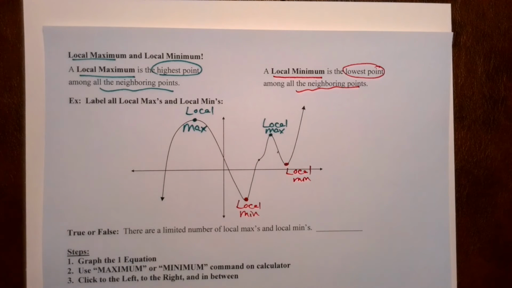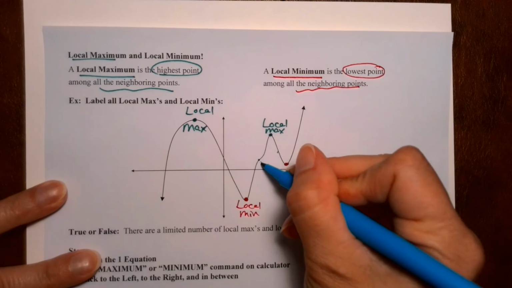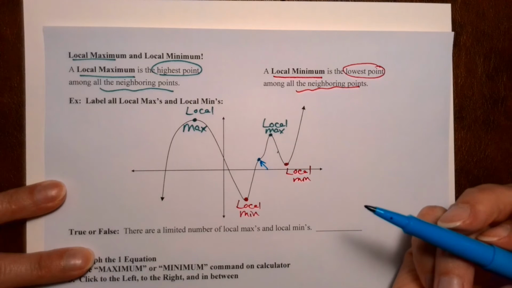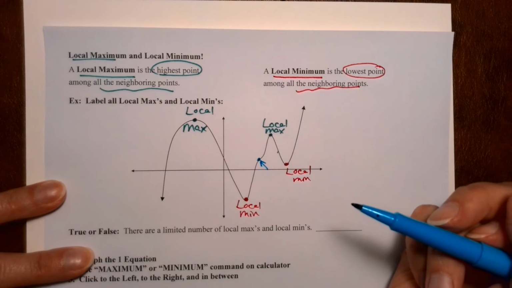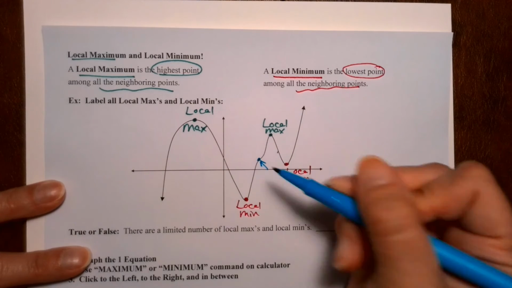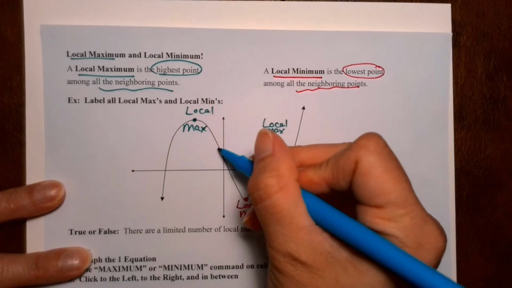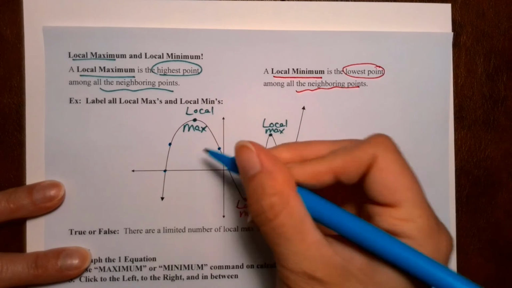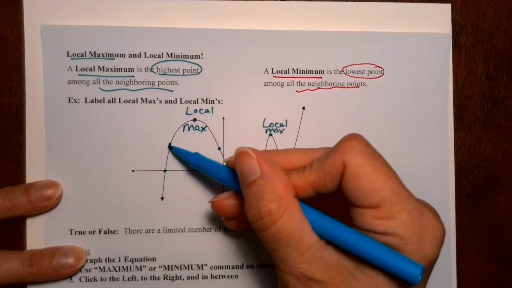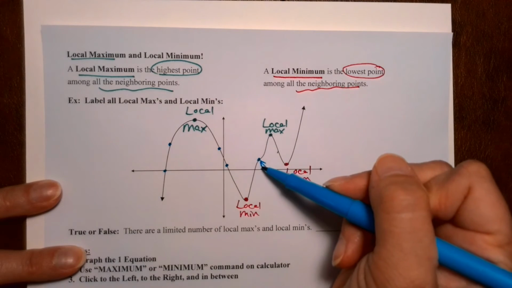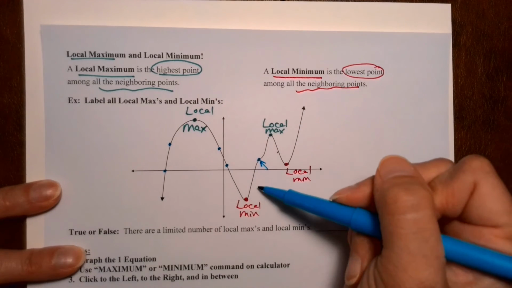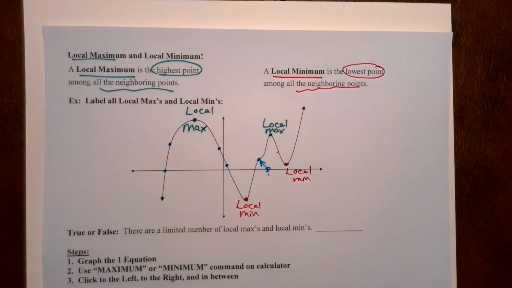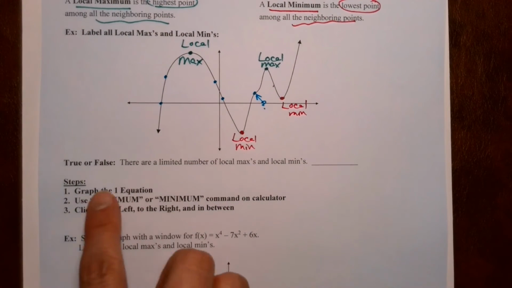Now the question is, what's this point right here? Is that a local max or a local min? That's nothing. That's just there to trick you. A graph has infinitely many points, many, many points on a graph, and they're not always local maximums or minimums. It's just the highest one or the lowest one. So that point there is just to confuse you, trick you.